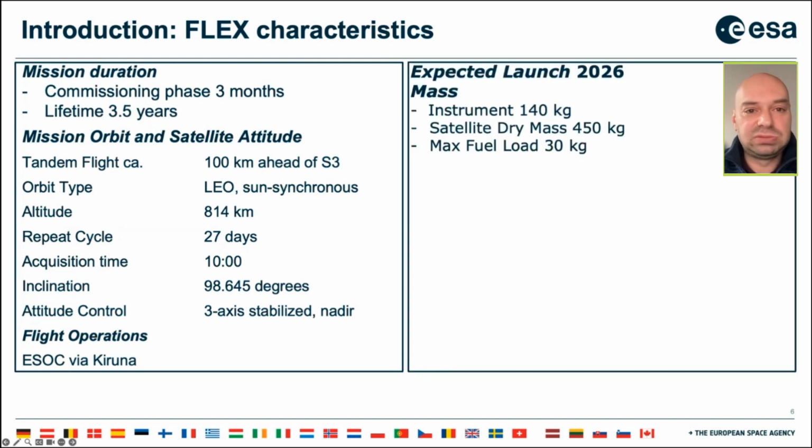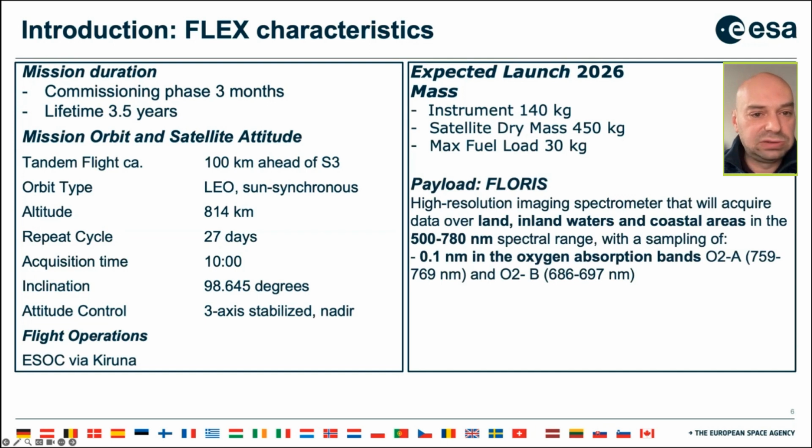The expected launch, as I mentioned before, is probably mid-26. It is a relatively small satellite that has a total mass of about 500 kilograms. The payload is the fluorescence imaging spectrometer, FLORIS, which is a high-resolution imaging spectrometer that will acquire data over land, inland waters, and coastal areas in the 500 to 700 nanometer spectral range, so the range where photosynthesis happens, and will have a sampling of 0.1 nanometer in the oxygen absorption bands.